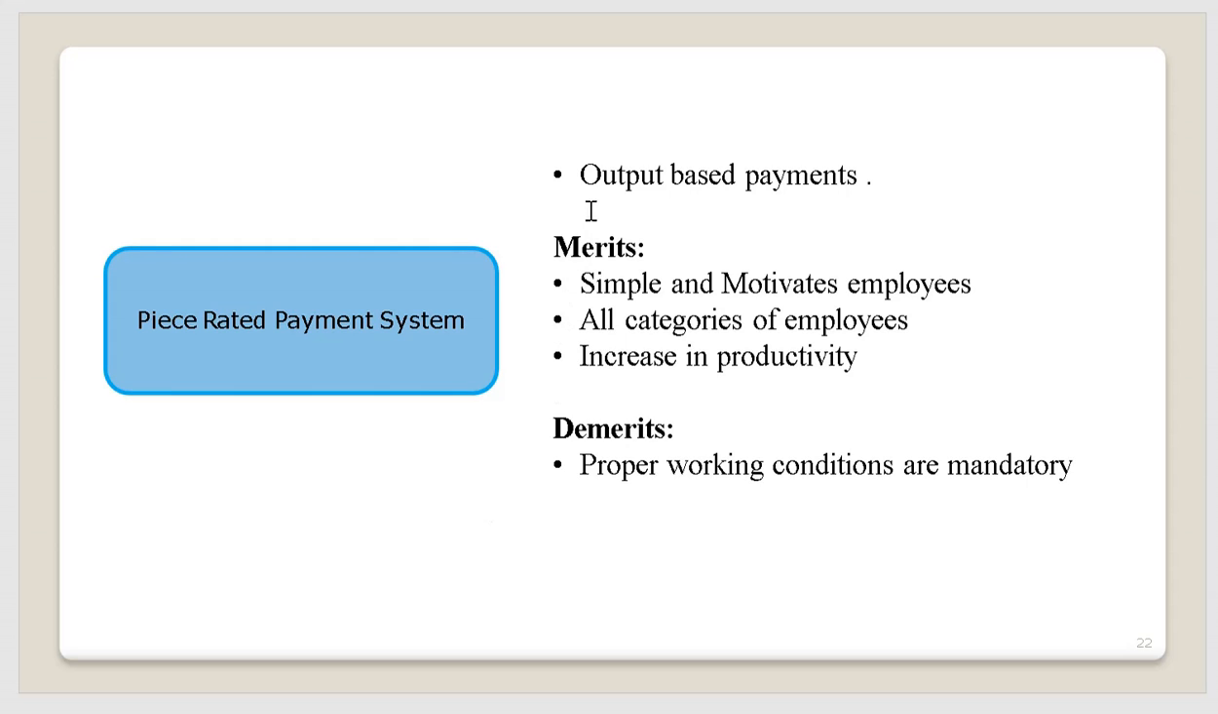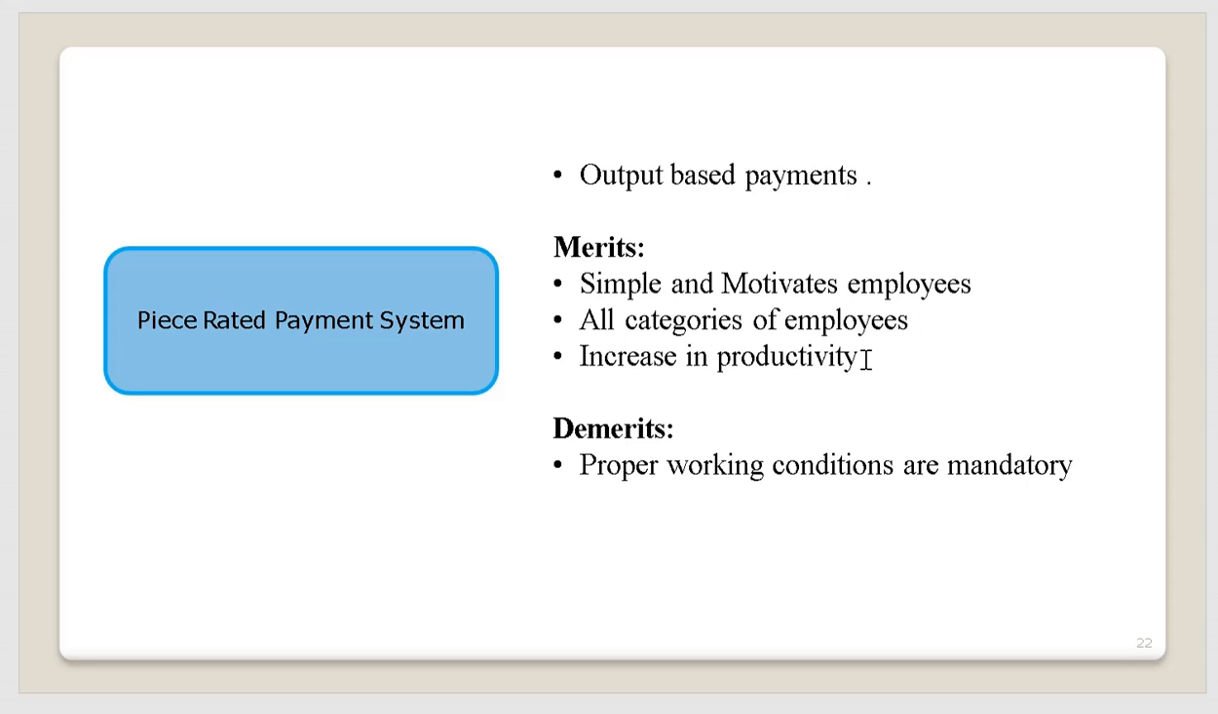Here, for a specific set of pieces of work, the payments will be given. So I mentioned output based works. When it comes to merits, it is simple and motivates employees. Yes, independent of the time, if the employee can finish the work in the fastest and simplest time, he will get the payment. So independent of the time, if the work is done, he will get the payment. So it is simple and motivates the employees. For all categories of employees, it's applicable and suggestible.